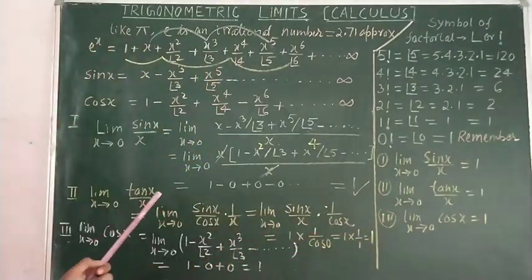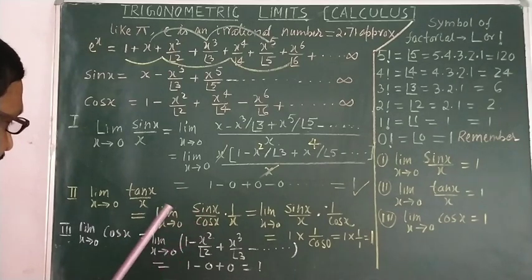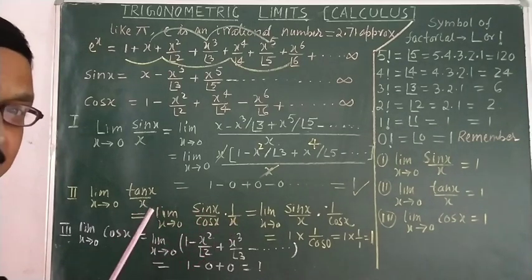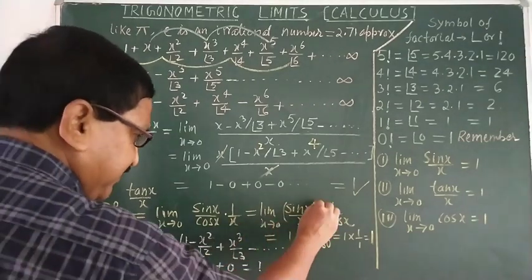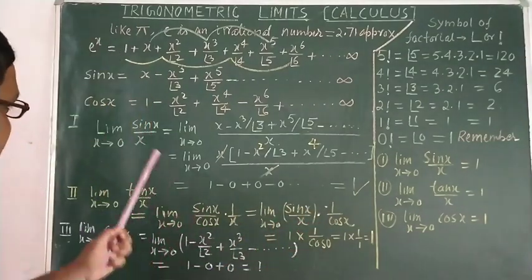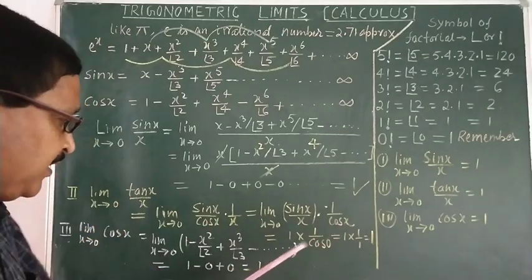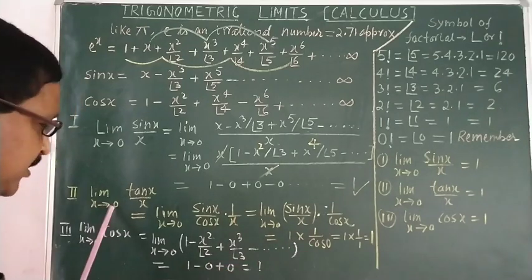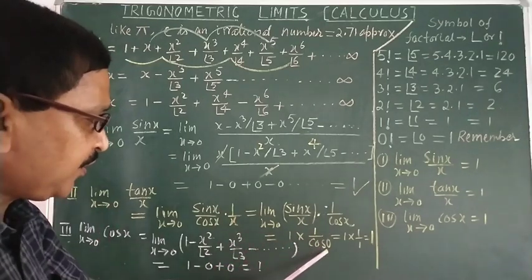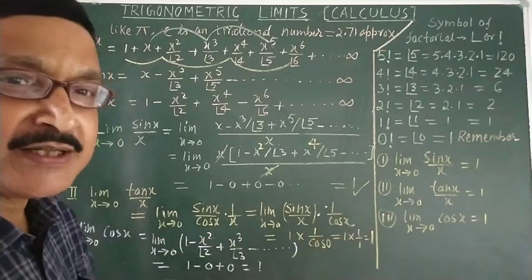Now starting with tan x by x, we know that sin x by cos x is tan x. And this x is 1 by x in the denominator. So sin x by x, this x is adjusted with sin x. Sin x by x we have proved is 1, and after that 1 by cos x remains. Now 1 by cos 0 is 1, so 1 into 1 by 1 is 1. So the proof of the second is done.